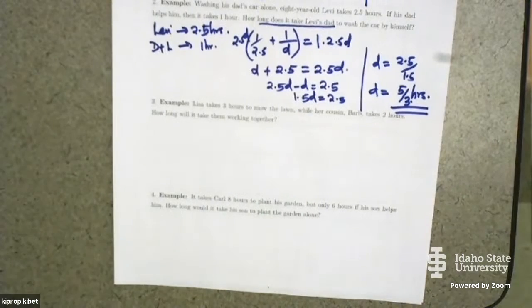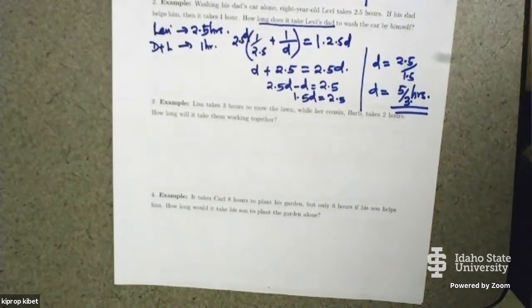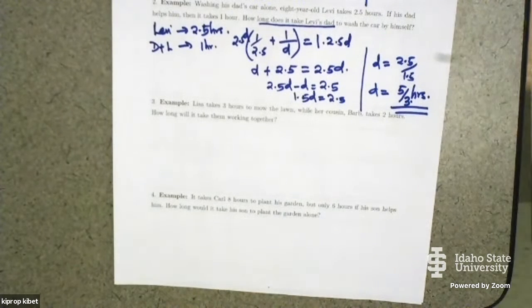Okay, you can try number 3. The number 3 says Beta takes 3 hours to do a job, and her cousin takes 2 hours. How long will it take both of them?